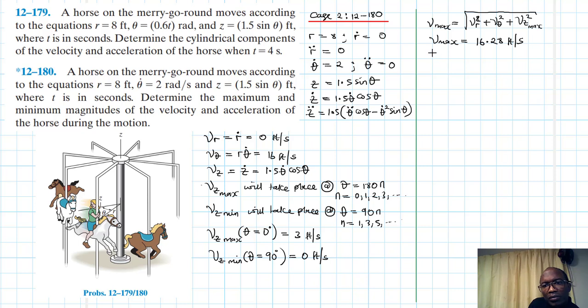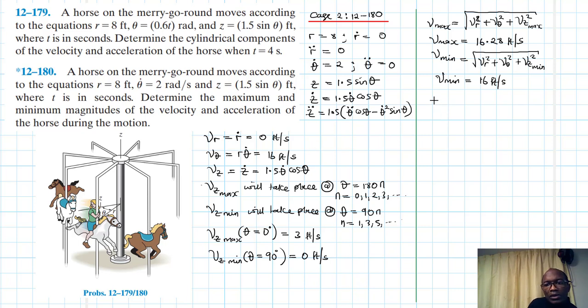Then we do the same for V minimum, using Pythagoras theorem: VR plus V theta plus Vz minimum, which is 0. Therefore, our V minimum is just going to be equal to 16 feet per second. Alright, so we are done with this first part. Let's go to the acceleration.